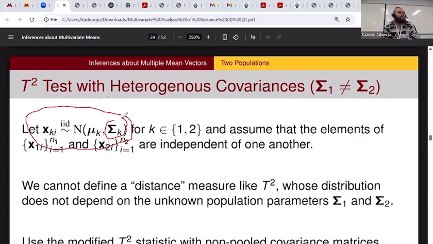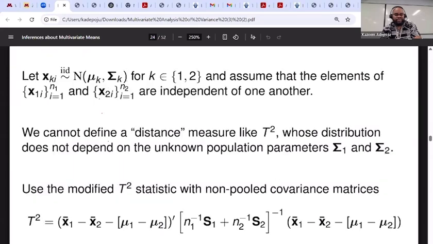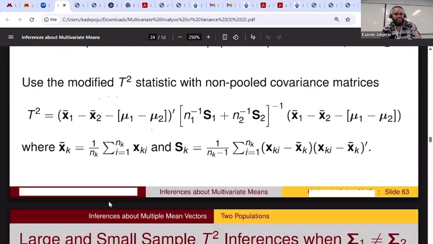Now, we cannot use the conventional t-square for that. We need to be able to adjust, okay? When it is not the same, we need to be able to adjust. Okay, oh my God, the t-square is going to change. Take a look at this now.